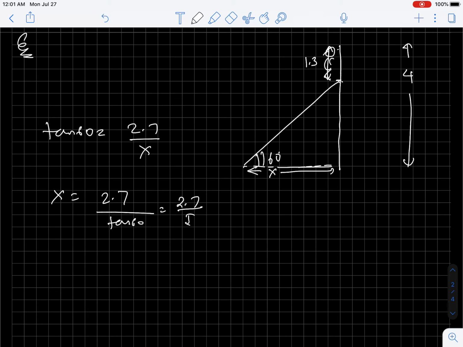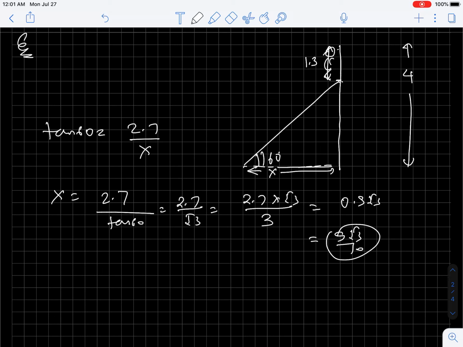2.7 tan 60 is root 3. You can multiply by root 3: 2.7 root 3 divided by root 3, and the answer is 0.9 root 3, or 9 root 3 divided by 10. Okay, this is the answer of x.